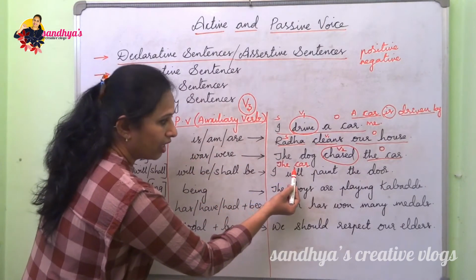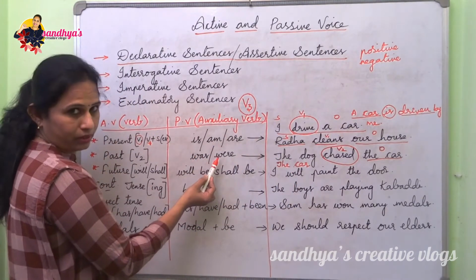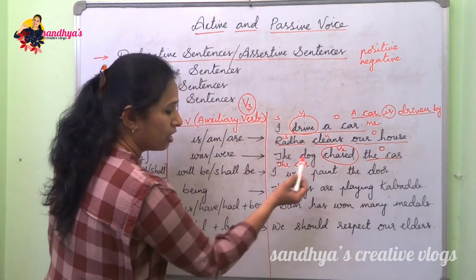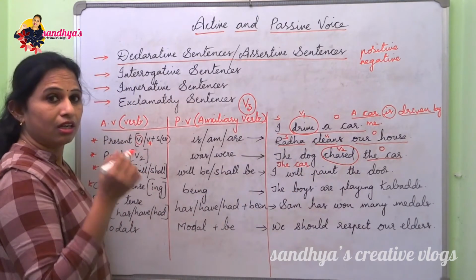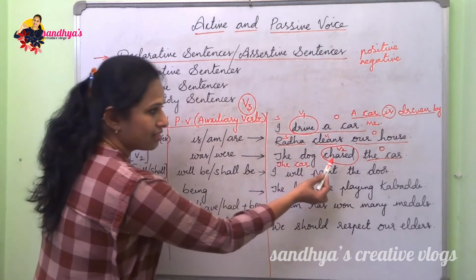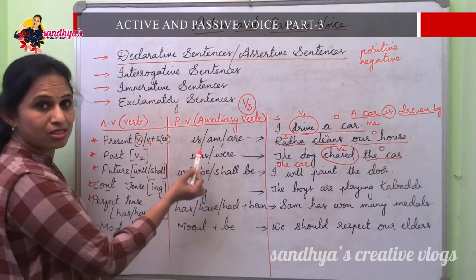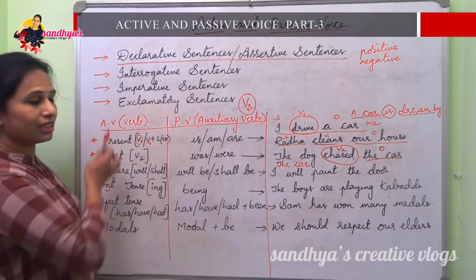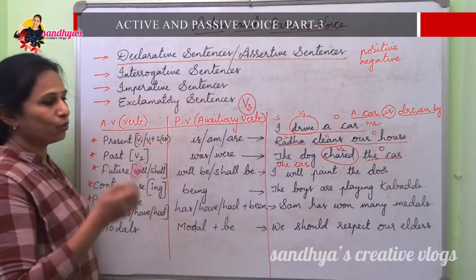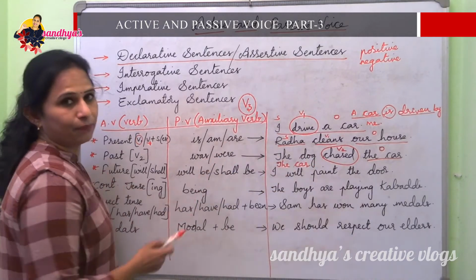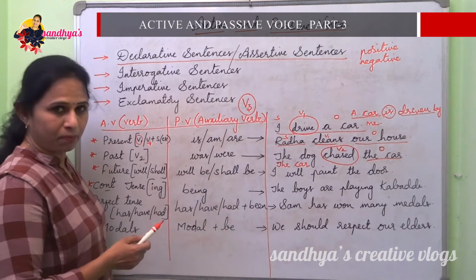Suppose if it is cars, then you need to take were, because this is in past tense. You are not supposed to write the car is chased. As this is in past tense, you need to select the verb that suits past tense only. You need to learn this table by heart so that you will master how to write the helping verbs while writing passive voice.